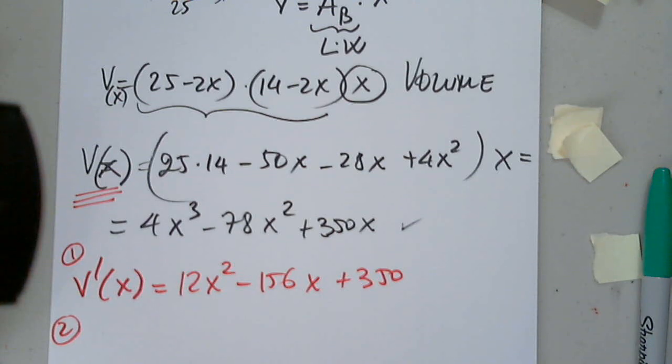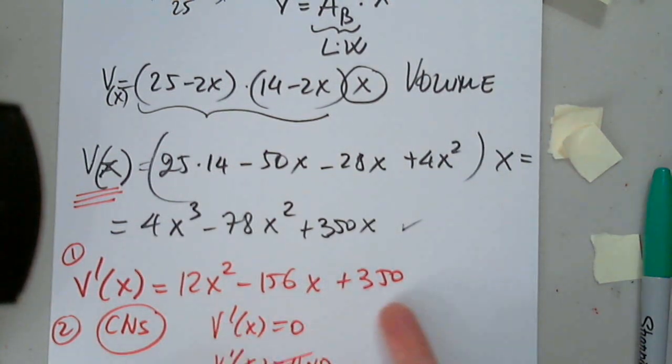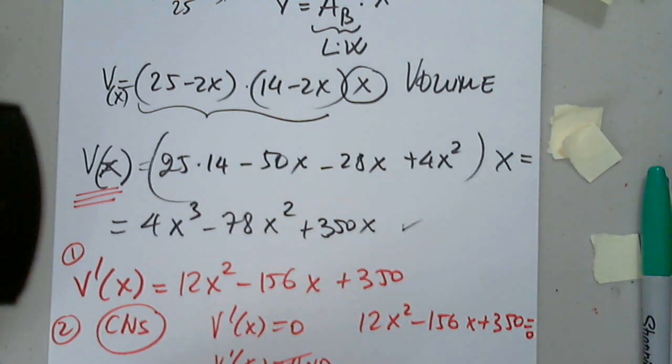You set it equal to 0. And yes, we find critical numbers. Very good. So v prime of x equals 0, or v prime of x is undefined. Well, no, because it's a polynomial. So let's set it equal to 0. 12x squared minus 156x plus 350 equals 0. Yes, it's quadratic, but why not?